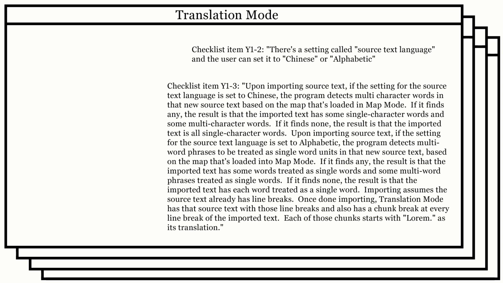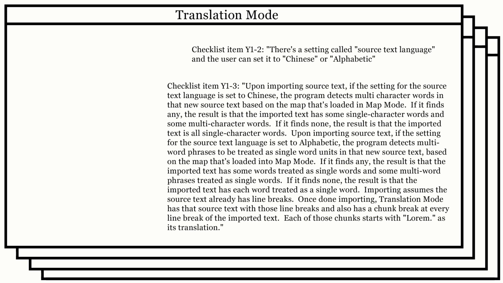If it finds any, the result is that the imported text has some single-character words and some multi-character words. If it finds none, the result is that the imported text is all single-character words. Upon importing source text, if the setting for the source text language is set to alphabetic, the program detects multi-word phrases to be treated as single word units in that new source text, based on the map that's loaded into map mode. If it finds any, the result is that the imported text has some words treated as single words and some multi-word phrases treated as single words. If it finds none, the result is that the imported text has each word treated as a single word.